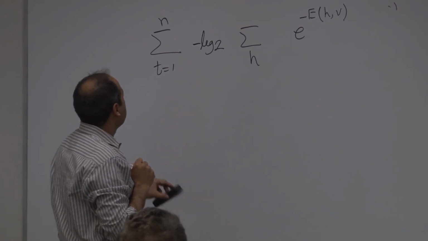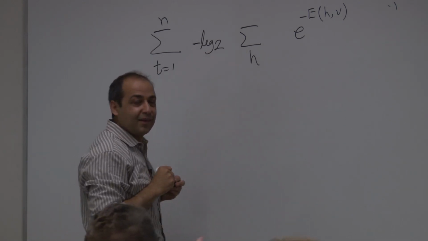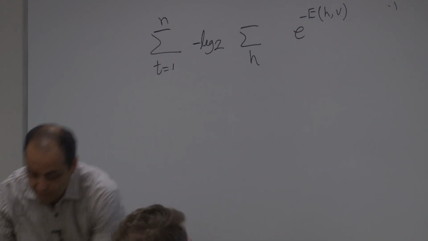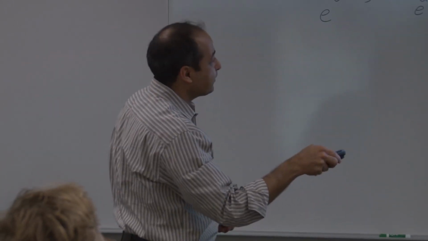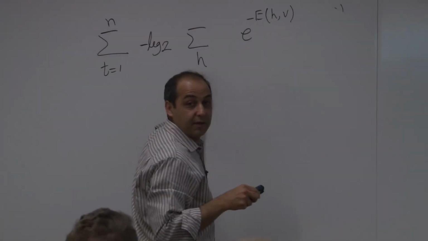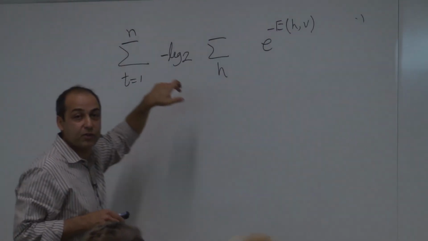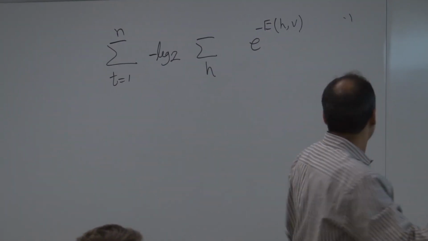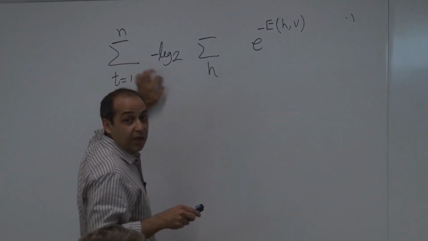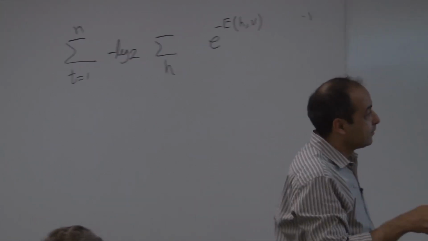Okay? And then you can write it as this term minus n log of z. And this n comes because I have t from 1 to n. So I have n of those. So I have n times log of z. And I have another term, which is basically this term. Okay? So is it clear here?